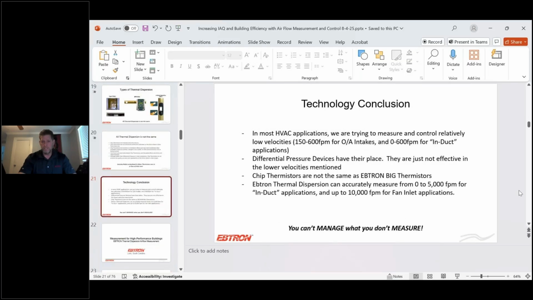So in conclusion of the technology comparison, we're dealing in relatively low velocities, as I mentioned, right? Outside air intakes, in-duct applications. Fan inlets are a little higher in velocity. We have a solution for that, but it's still relatively low compared to a lot of other things. Differential pressure has its place, just not as effective in low velocity applications as we talked about. Chip thermistors are not the same as a bead and glass thermistor. Okay, so that information there.